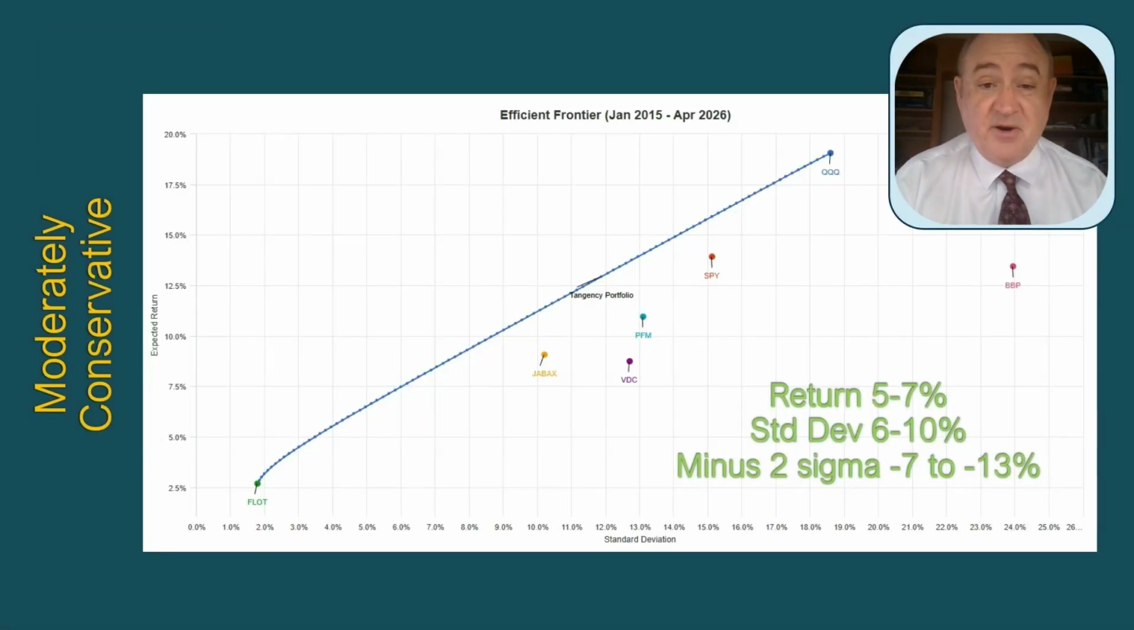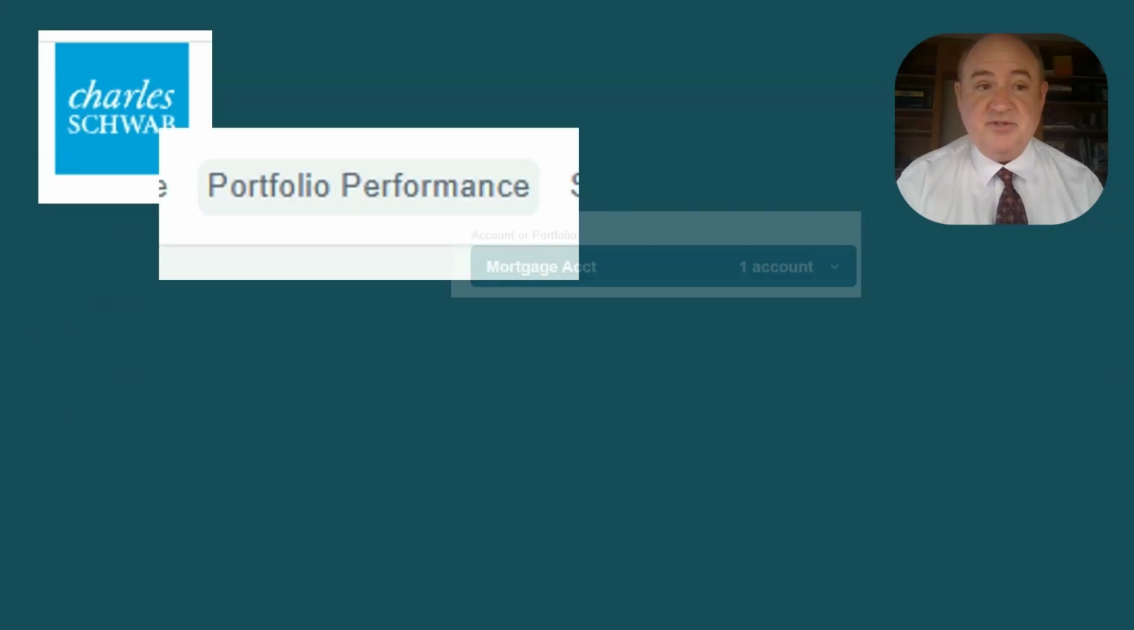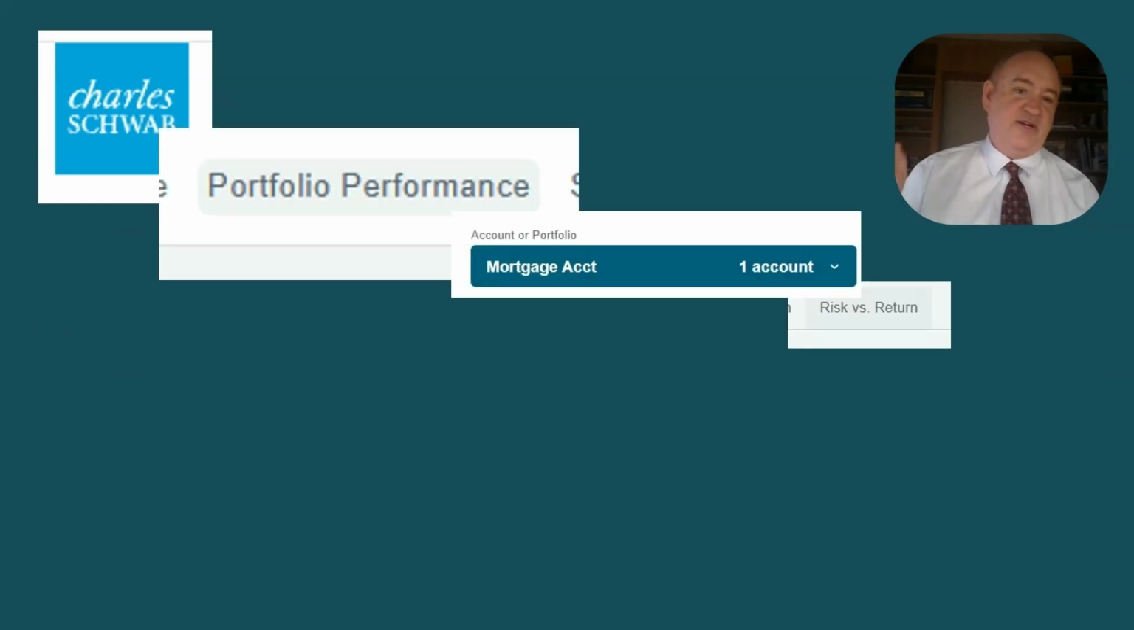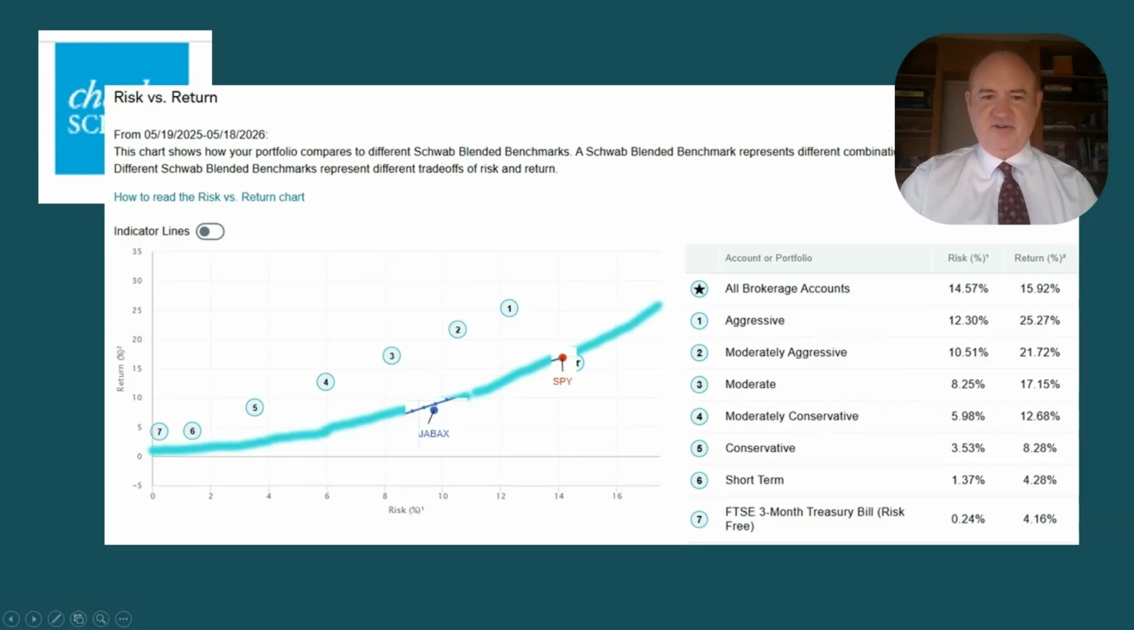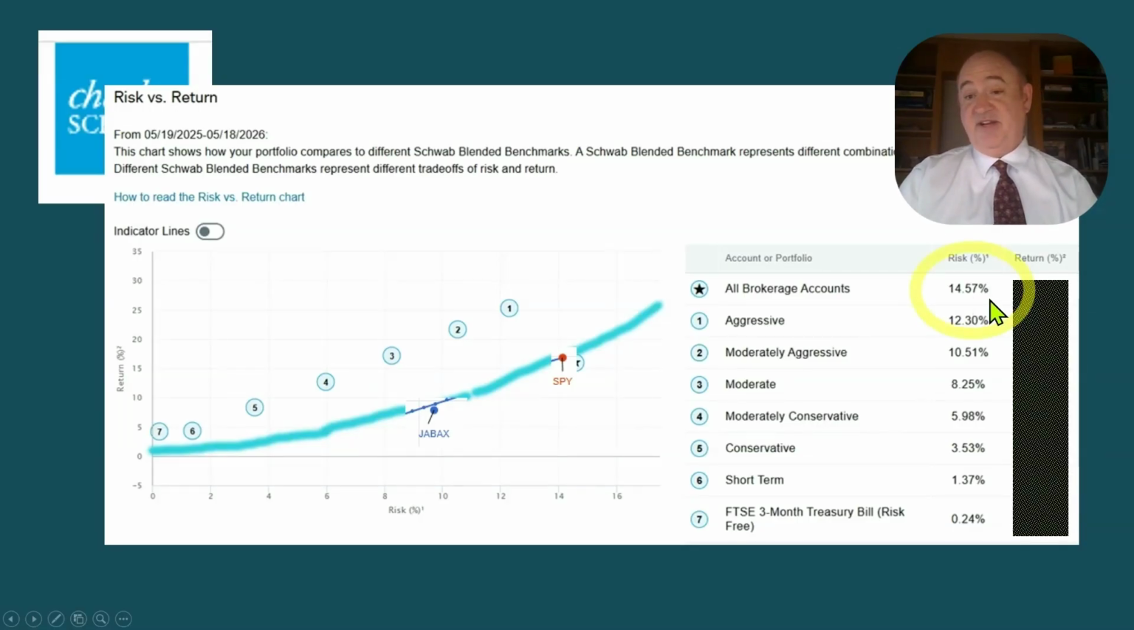All right, so there are some standard tools out there you can use to figure out where you've been in the past. So in Schwab, for example, if you go to Portfolio Performance, select the account, Risk versus Return, it'll pull up a chart like this, and you are here. And then Schwab puts this efficient frontier right here, up higher than I think it should be for the time frame of interest. It should be down here close to the S&P 500. So I want you to ignore this return column and let's just look at the risk. In this case, this puts our standard deviation, our risk percentage, at 14.57.